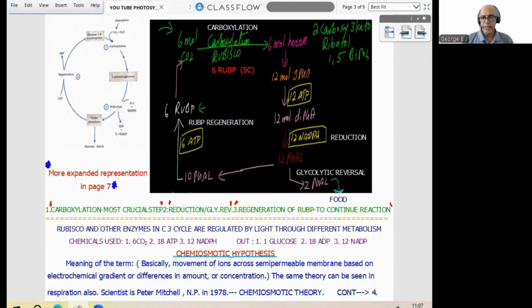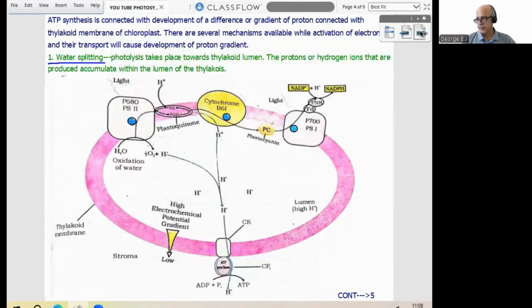So what is the meaning? That meaning we already discussed in respiration, since we finished respiration first. Same aspect. Basically, movement of ions across a semi-permeable membrane based on electrochemical gradient, or difference in amount or concentration. Same theory also seen in respiration. Both sides ATP has to be produced. Scientist is Peter Mitchell, 1978, chemiosmotic theory, for which he received the Nobel Prize. Now we can proceed to the next page.